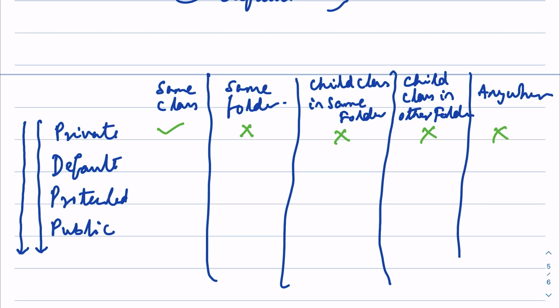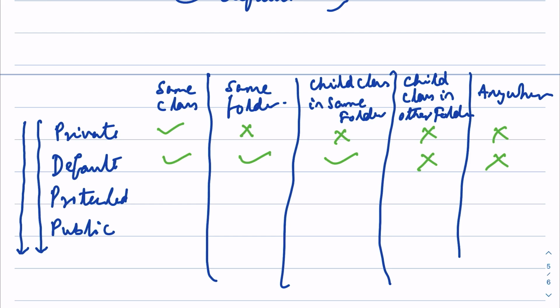What does default do? Default is what you get if you don't mention any access modifier. Within the same class, the data and behaviors are accessible. In the same folder, it's accessible. In a child class in the same folder, it's accessible. In a child class in another folder, it's not accessible. Anywhere else, it's not accessible.